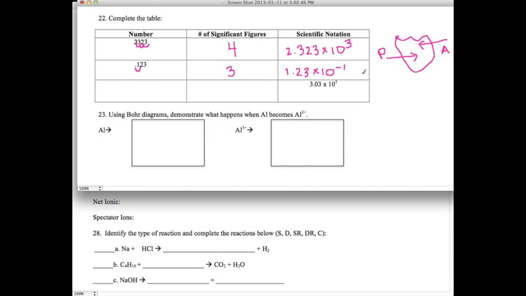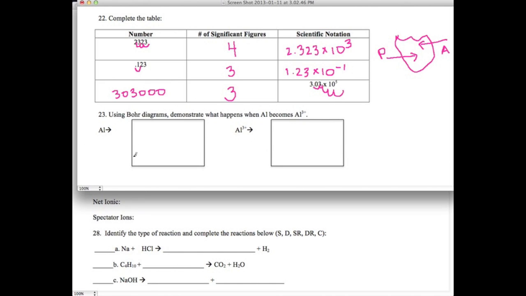Look at this one. Since my decimal place is present, I have 1, 2, 3 significant figures, not too bad. And I'm multiplying it by a number that has a positive exponent. So I'm going to be making this number bigger since this exponent is positive, meaning moving my decimal to the right. I'm going to be moving it 1, 2, 3, 4, 5 decimal places, which means those spaces are going to be filled by 3 zeros. So 3, 0, 3, 1, 2, 3, and I'm done.